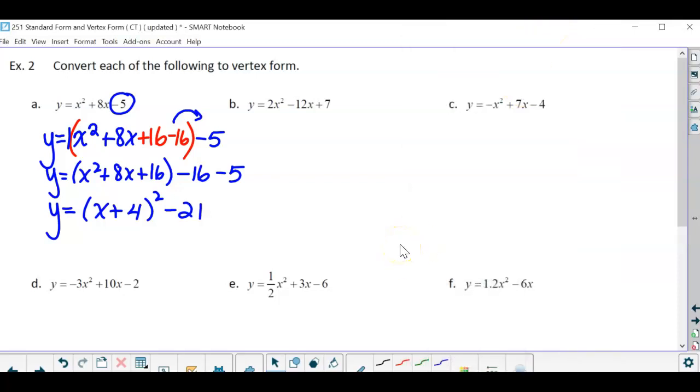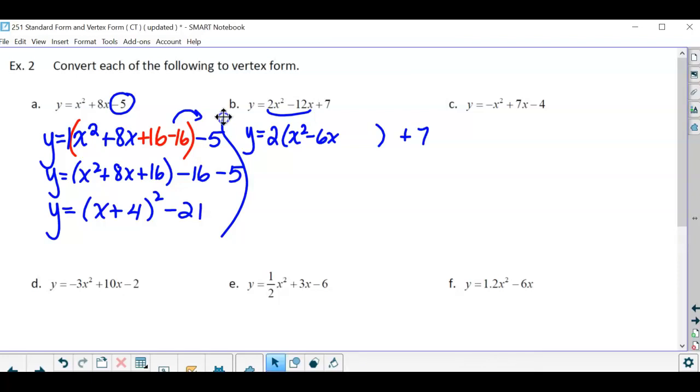Next one, notice how there's a 2 in front. So we actually have to factor out a 2 because we always have to have 1x squared in the bracket. So that's going to be x squared minus 6x. Leave the 7. Do not include that constant term. Very odd time, maybe it's a perfect square trinomial to start, but most of the time it's not. So factor out the 2, so you haven't changed anything here. Then take half of negative 6, which is negative 3, and square it, which is 9.